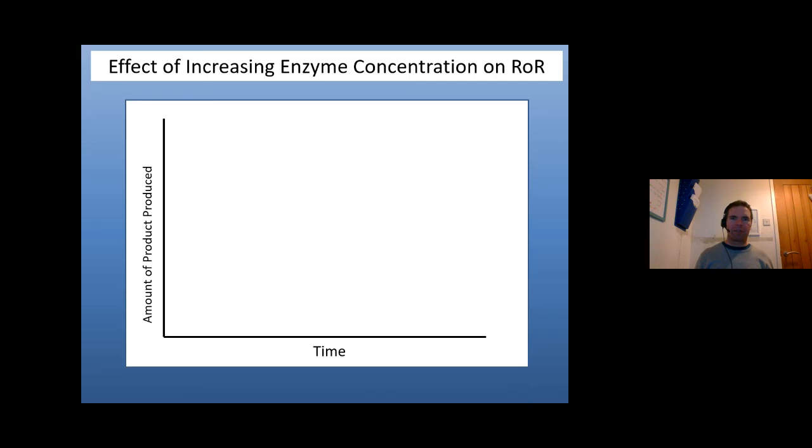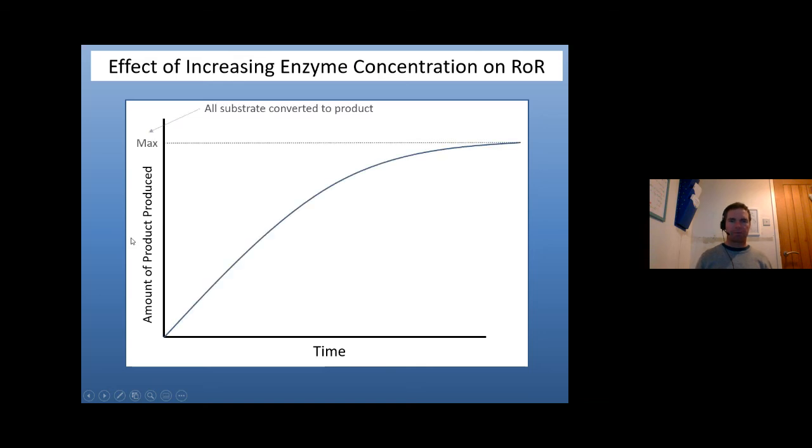Actually, when it comes to enzyme concentration, this is far more likely to be what we're going to see. Look, we've got time on the bottom again, amount of product produced. So this is our time versus amount of product graph, as opposed to substrate concentration on the bottom and rate of reaction on the side. There's our standard. That's where all substrates are converted to product. That's the maximum product that can be produced. That's what happens if we have a low concentration of enzyme, or what happens when we have a high concentration of enzyme. What's that graph going to look like?